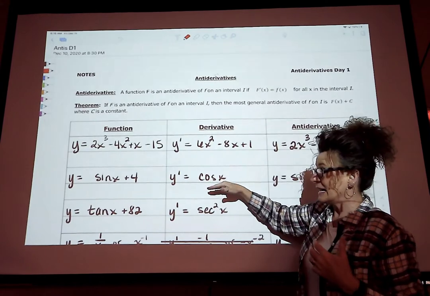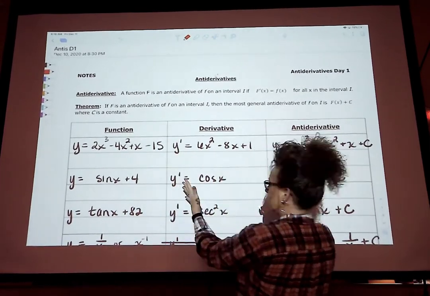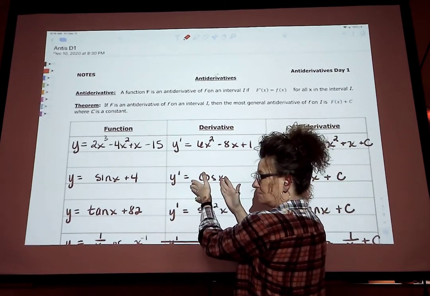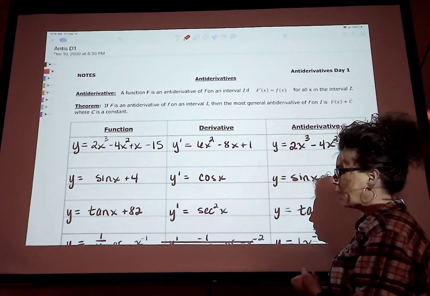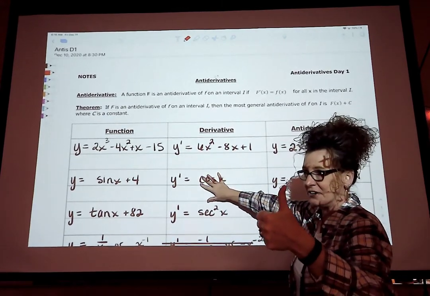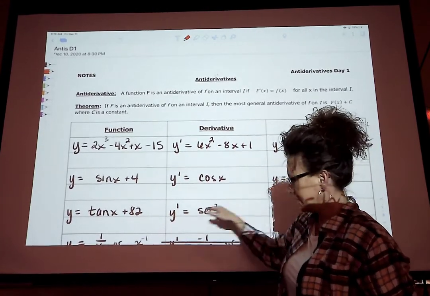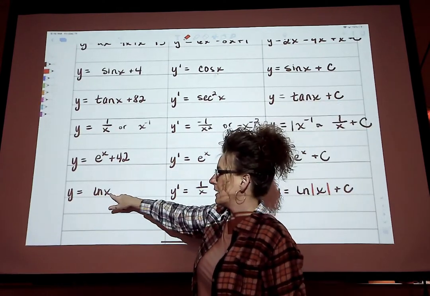If I'm doing an antiderivative, so let's say we didn't start here. Let's say we're starting here and we're figuring out an antiderivative. My domain for y prime carries over to y. All the numbers that were valid here are going to be valid here. And it works, and it works, and it works until we get to natural log of x.